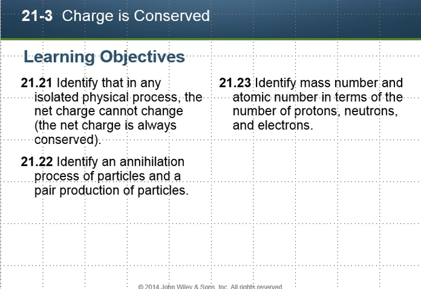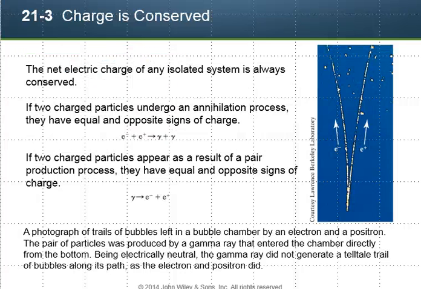Now the next bit, charge is also conserved. All right, charge is a conserved quantity. And what does that mean? That means if you start off with 10 electron charges, you end up with 10 electron charges no matter what happens in between, right? Or if you start off with 0 total charge, and here's a good example.